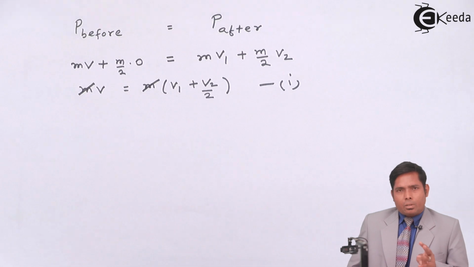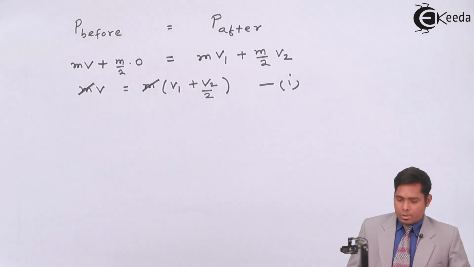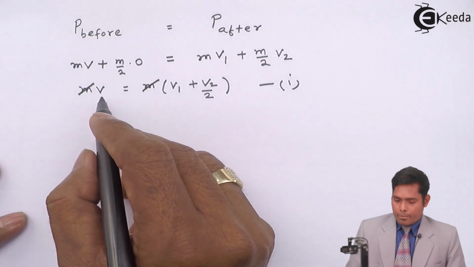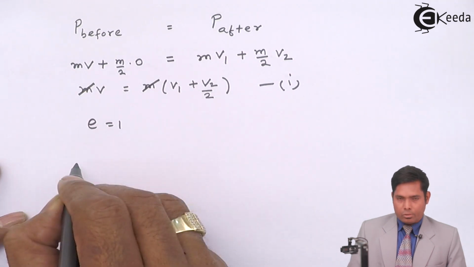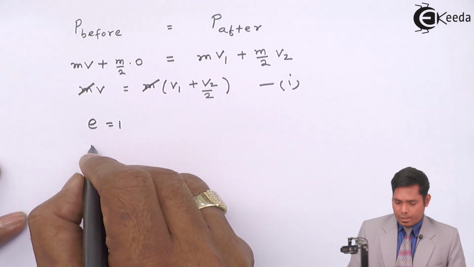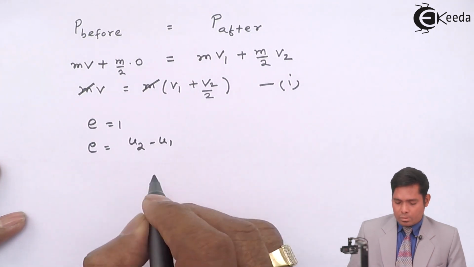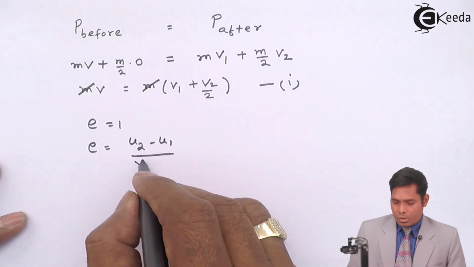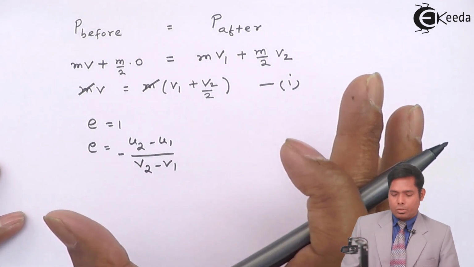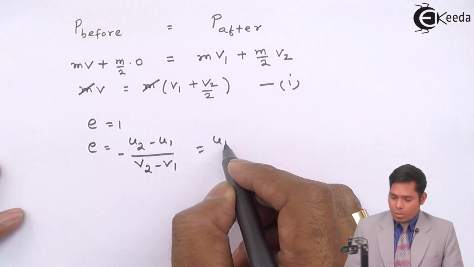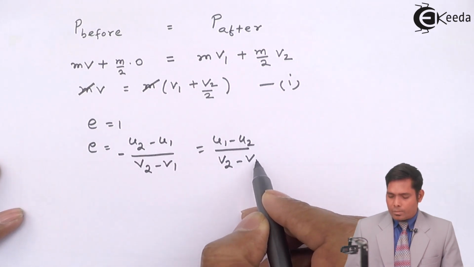Because I have got v1 and v2 as two unknowns, I should have two equations to solve. Otherwise the equation solving is not possible. So I will use the coefficient of restitution, e equals 1. What is e? e is basically minus u2 minus u1 by v2 minus v1. This is the formula for coefficient of restitution. That means it is u1 minus u2, the minus sign goes inside, over v2 minus v1.